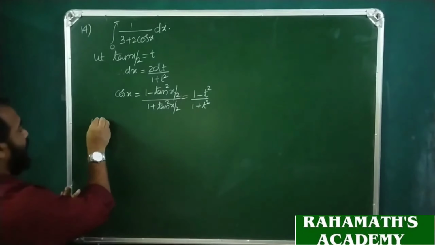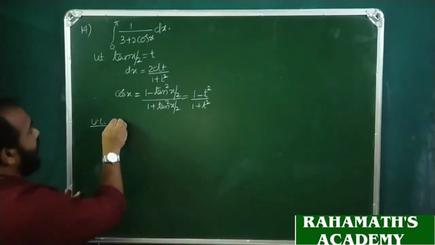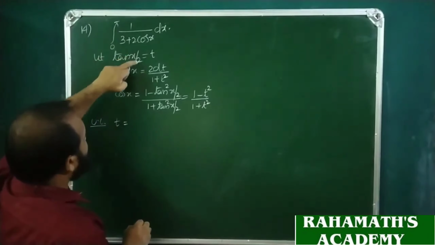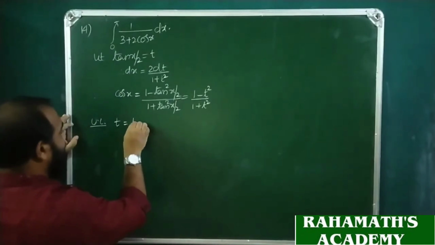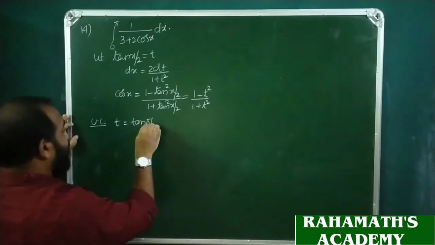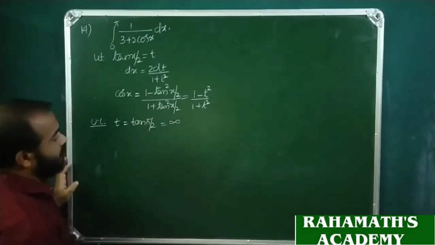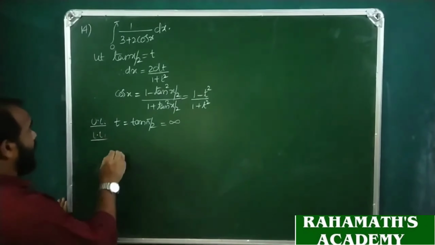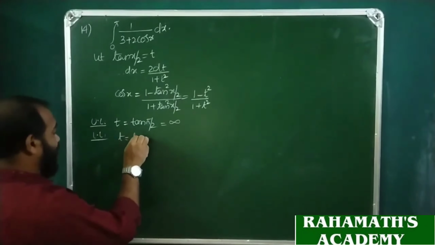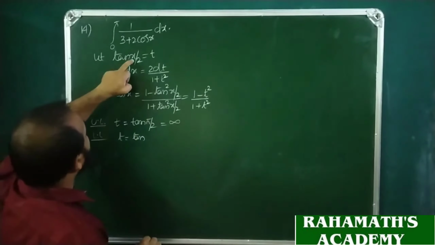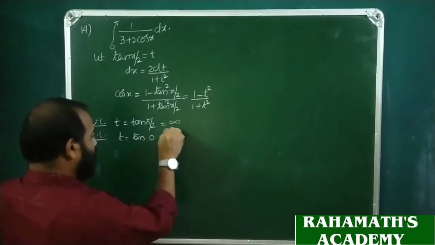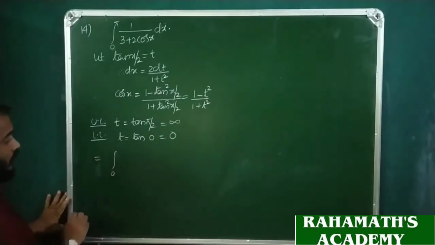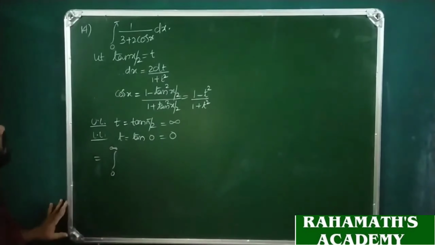And changing the limits. Upper limit: t is equal to tan x by 2, where x is pi, so tan pi by 2. Tan pi by 2 value is infinity, undefined. Lower limit: t is equal to tan 0 by 2, which is 0. This is equal to the integral from 0 to infinity.